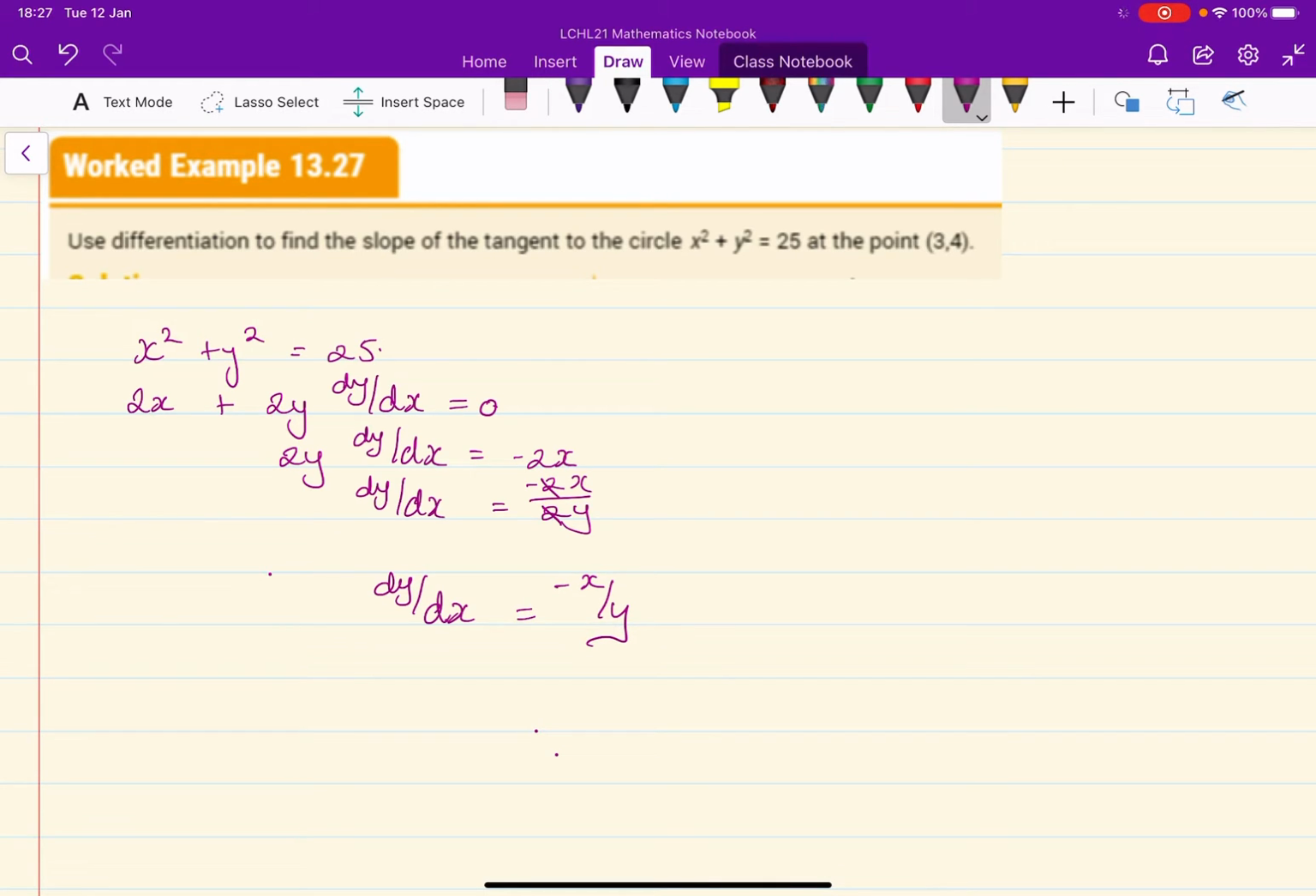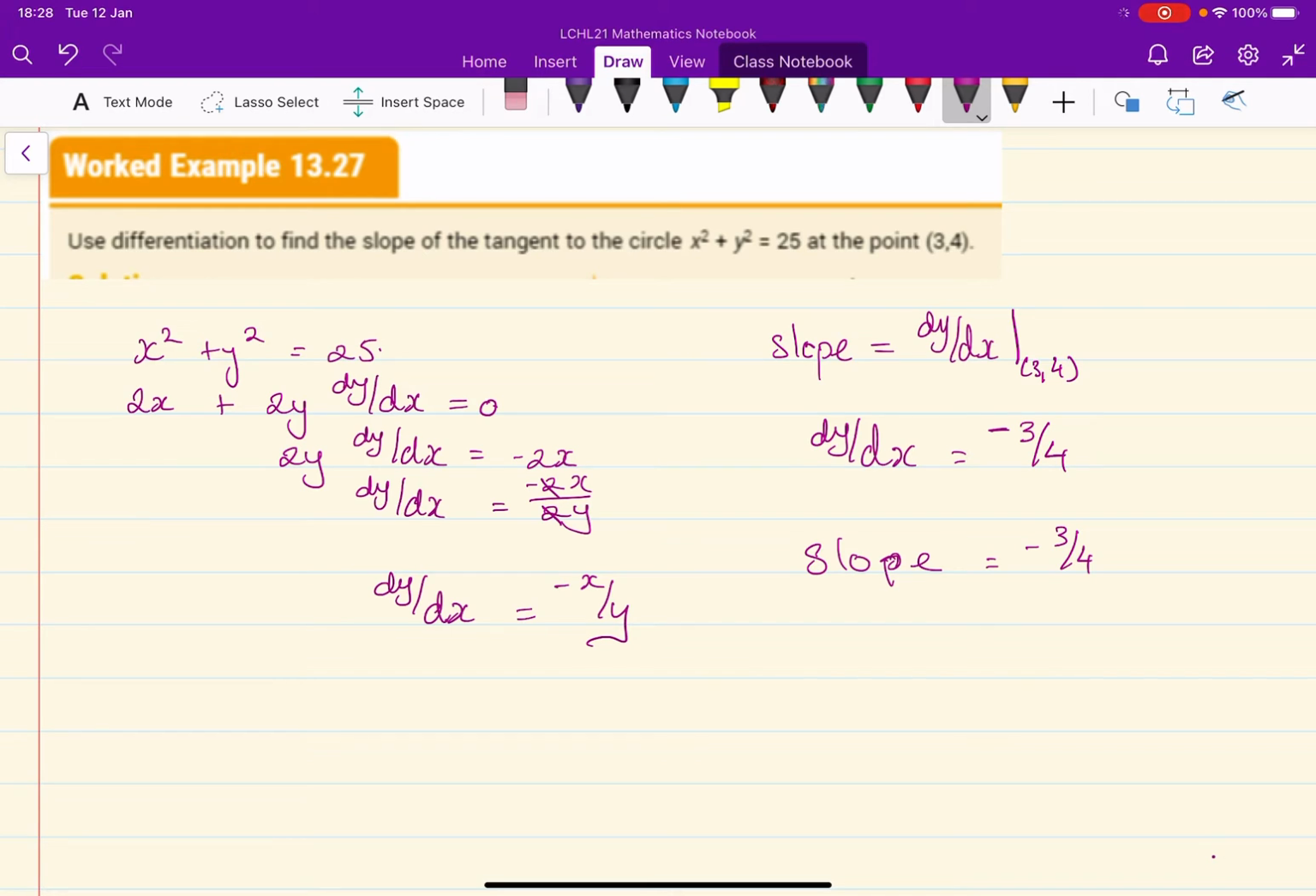But we're given a point, so we have to find the slope. So to get the slope is going to be equal to dy/dx at the point 3, 4. So dy/dx at that point 3, 4. So that means that we have to say that dy/dx is equal to minus, my x value is 3 over 4. So my slope equals minus 3 over 4.